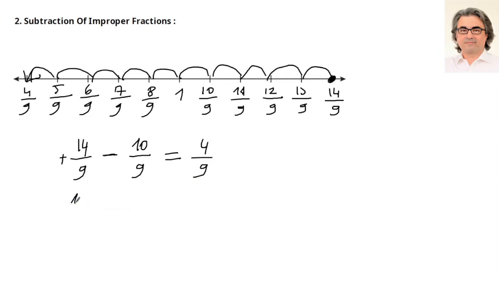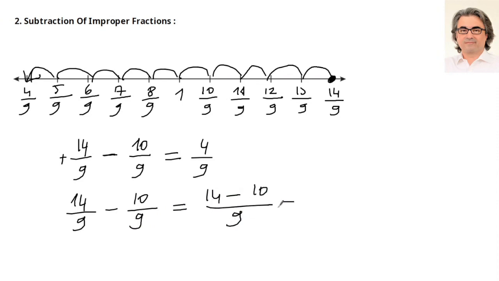And let's make this operation algebraically. Because the denominators are equal, I should make the subtraction operation between 14 and 10. 14 minus 10 over 9 I should write. The result is 14 minus 10 is 4, 4 over 9. Now let's continue with the next page.